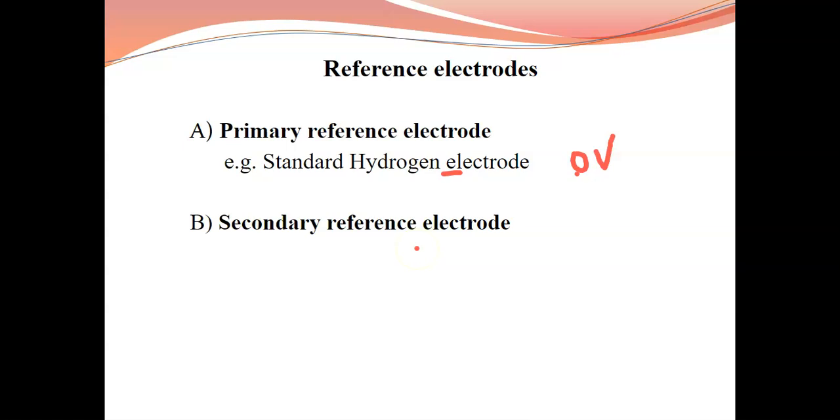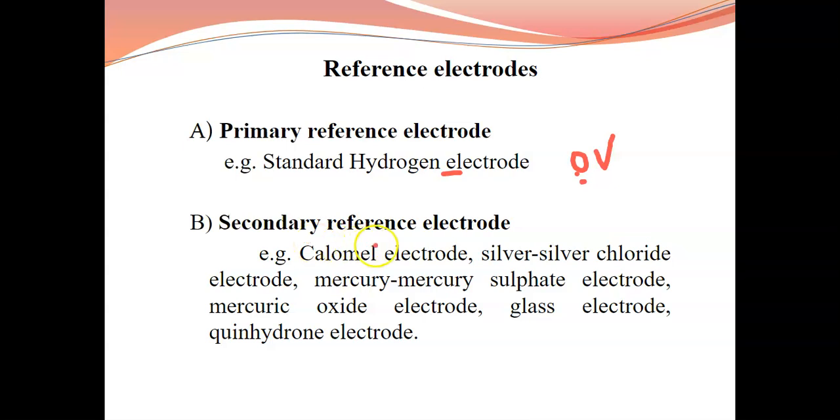Second is secondary reference electrode. In a primary reference electrode, when you connect this electrode with an indicator electrode, the cell potential is equal to the potential of the indicator electrode because its potential is 0. In a secondary reference electrode, the reference electrode has a potential value which is non-zero. It has some value. We need to subtract this value from the cell potential to get the potential of the indicator electrode. So it is called a secondary reference electrode. Examples of this are calomel electrode, silver chloride electrode, mercury sulfate electrode, mercuric oxide electrode, glass electrode, quinhydron electrode. Now, we are going to see in detail the calomel electrode.